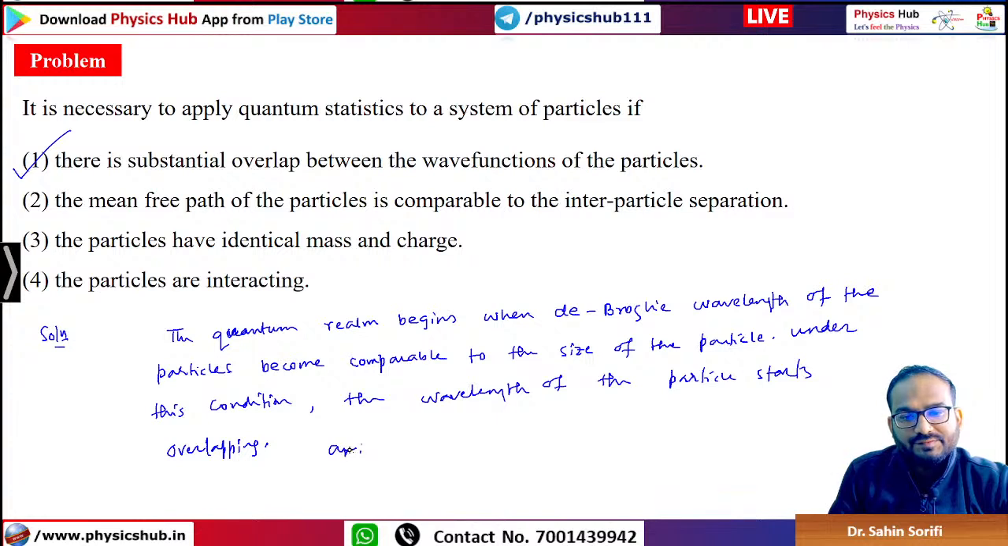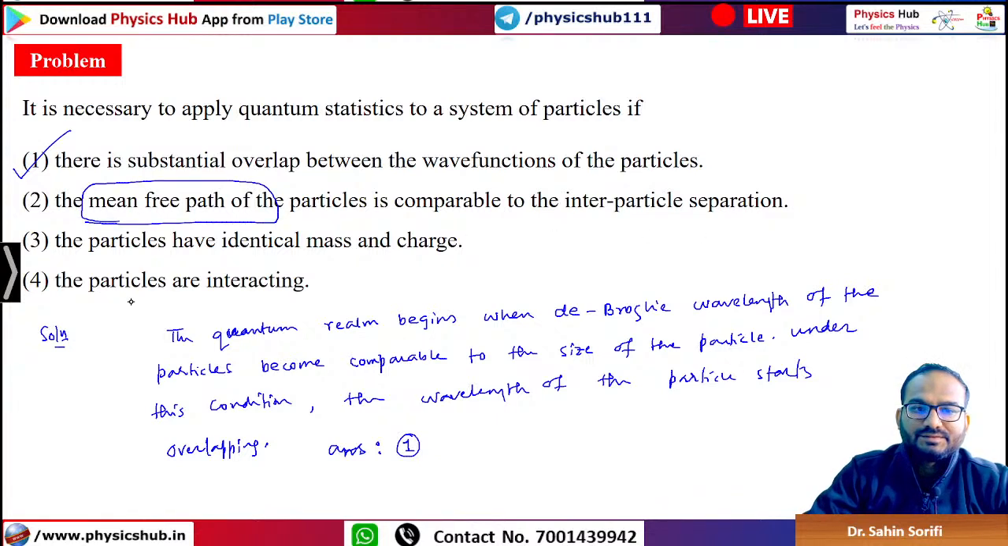So when you see this kind of easy questions, you have to be a little bit cautious, because the options may appear to be very close to each other. Here you can say the mean free path of the particle is comparable to the interparticle spacing, but it is not about the mean free path. It is about the de Broglie wavelength. If it had given you de Broglie wavelength, then it would have been correct. But mean free path is another thing.